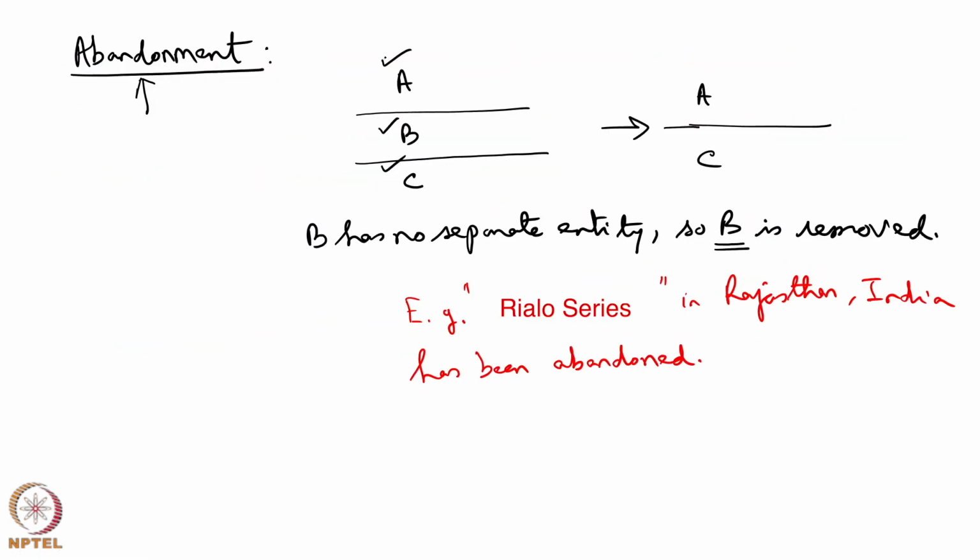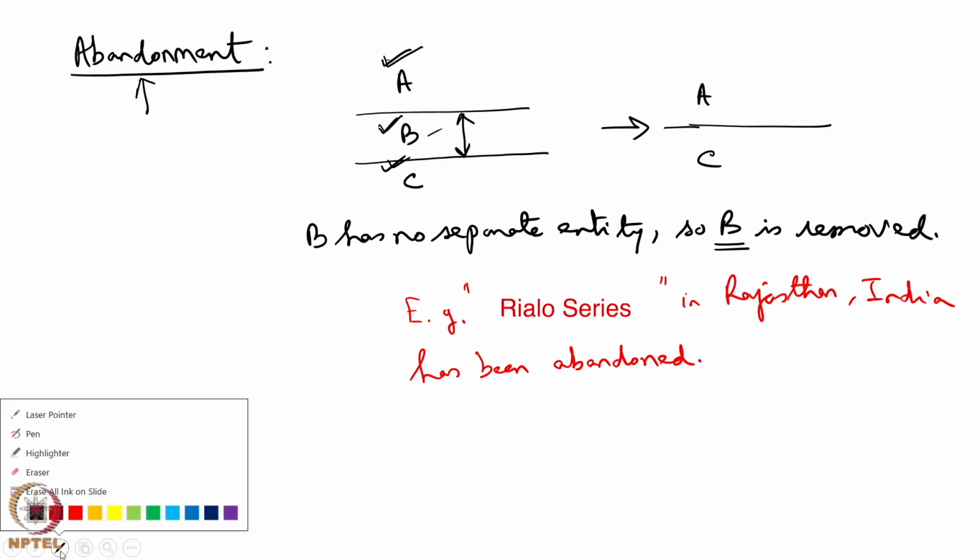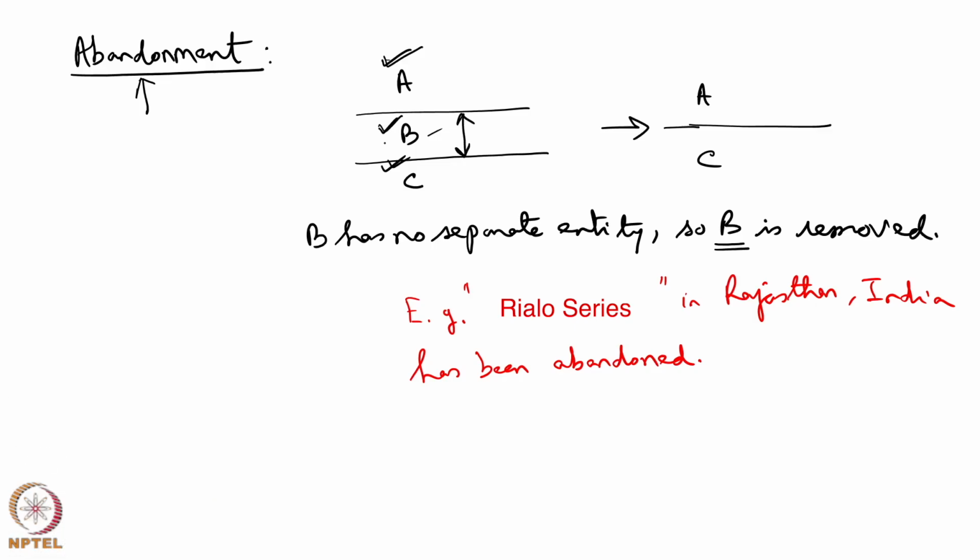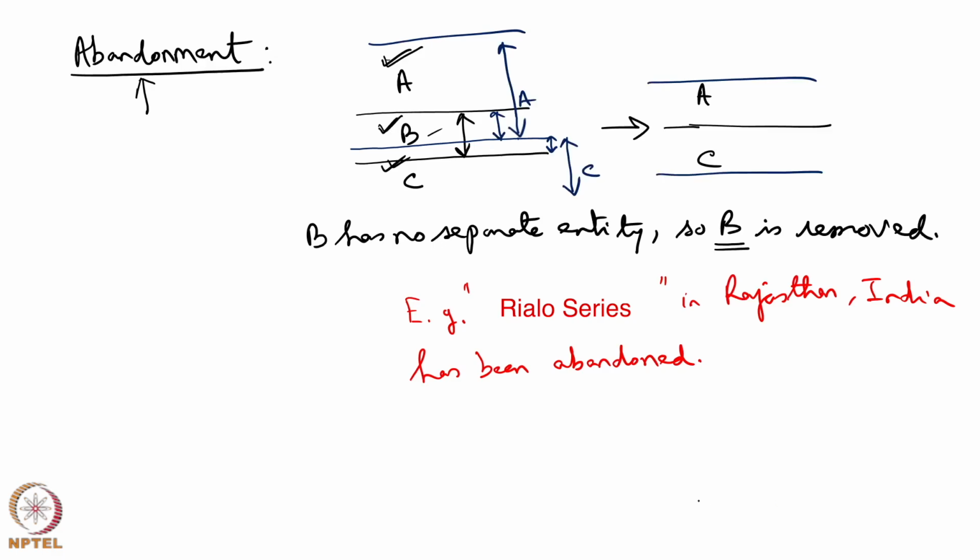The pioneering geologist has found lithostratigraphic units A, B and C, but a subsequent stratigrapher found B has no separate stratigraphic entity. In that case, B is removed. What happens to this column of rock? A part of it is taken within C and a part of it goes in A. Maybe the geologist decides that this much of B will go within C and this much of B will go within A. So, a revision happens. In this way, B unit has been abandoned.